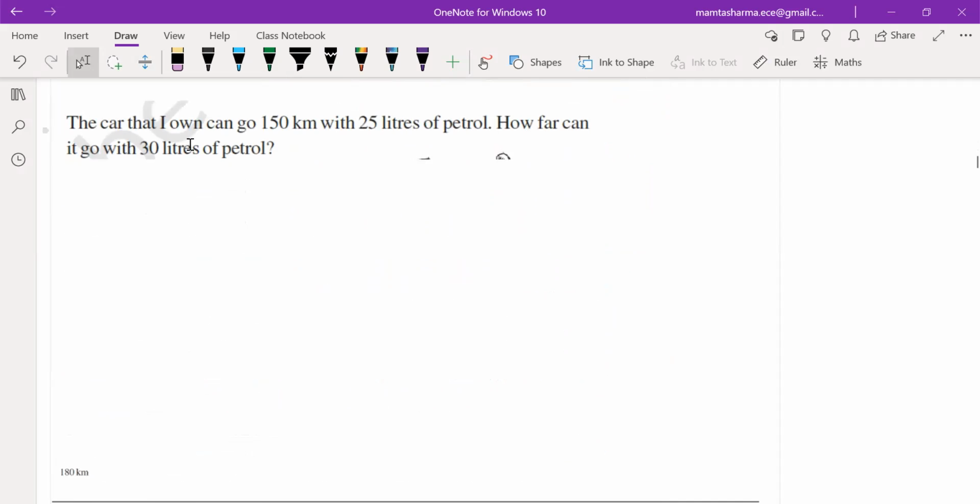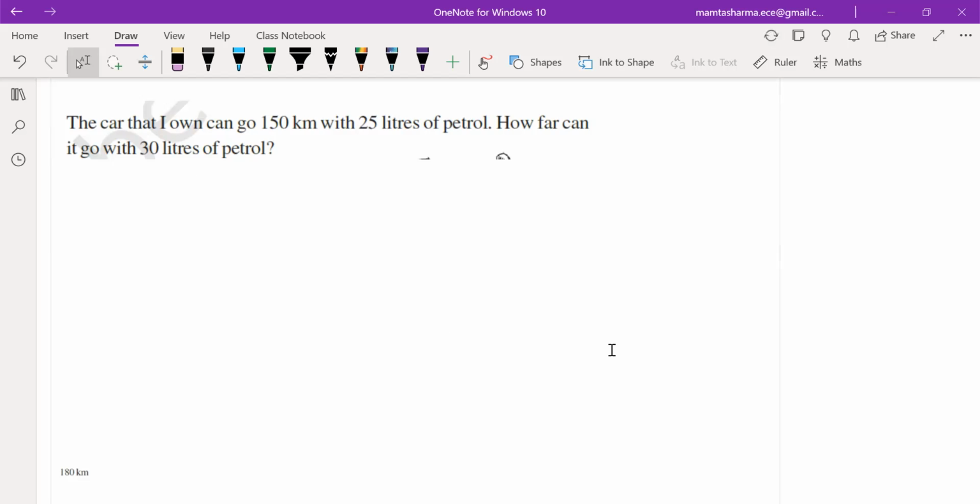The car that I own can go 150 kilometers with 25 liters of petrol. How far can it go with 30 liters of petrol? Do it fast, everyone. Be responsible, be honest. Please solve all the questions which I am giving you.